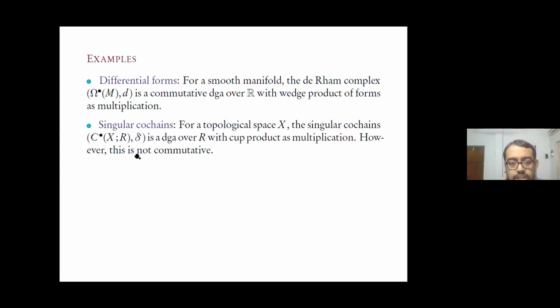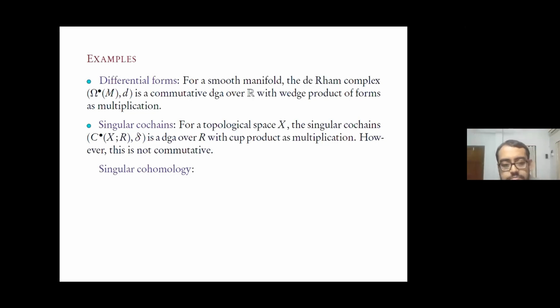The point is the multiplication is not commutative, because if you have seen singular cochains and singular cohomology at least once, one of the first things you check is that from the definition, alpha cup beta is not equal, even up to a sign, to beta cup alpha, because of the asymmetry of how the cup product is defined. So this is an example of a DGA which is not a CDGA.